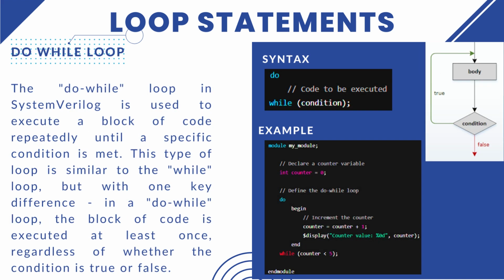Do-while loop. The do-while loop in SystemVerilog is used to execute a block of code repeatedly until a specific condition is met. This type of loop is similar to the while loop, but with one key difference. In a do-while loop, the block of code is executed at least once, regardless of whether the condition is true or false. Here is an example of the syntax for a do-while loop in SystemVerilog.